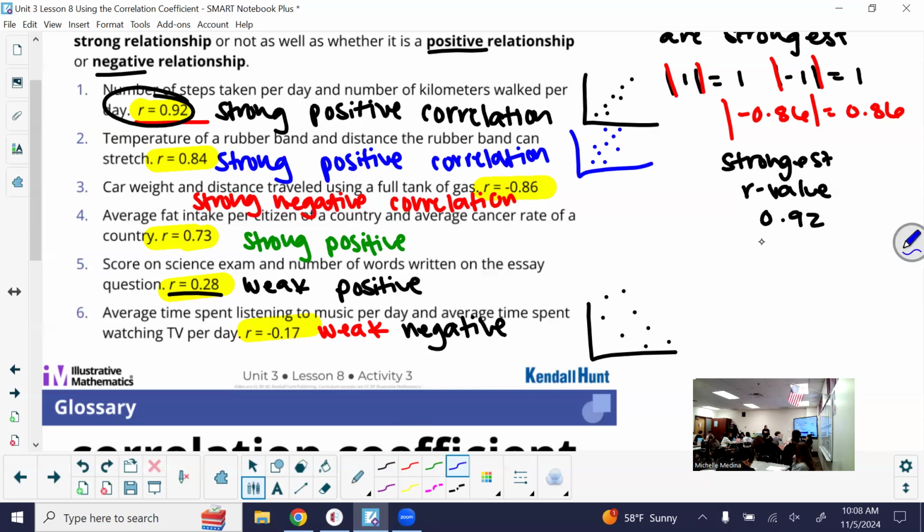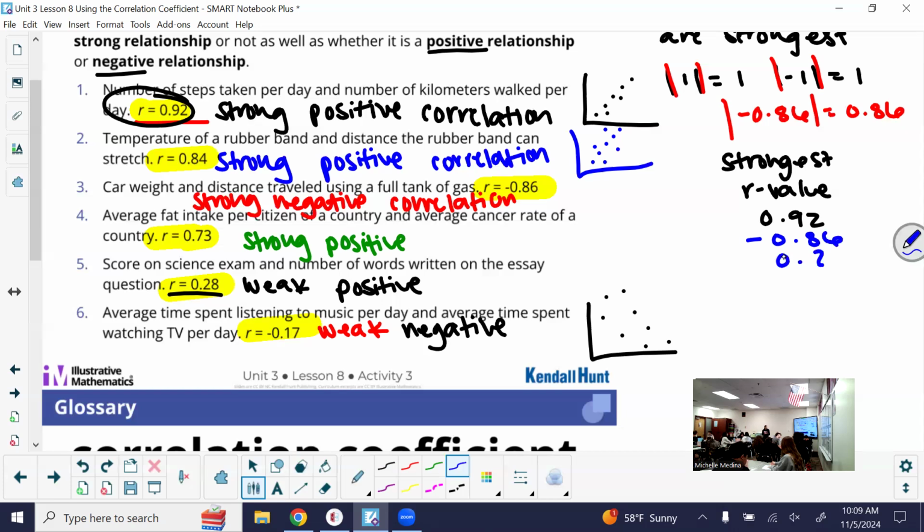The one that has an R value of negative 0.86. You guys agree? Yeah. Because again, we don't care if it's positive or negative. What we care about is that the absolute value is close to 1. 0.86 is closer to 1. Table 7, what would be next?